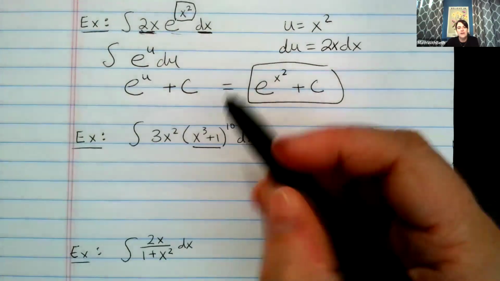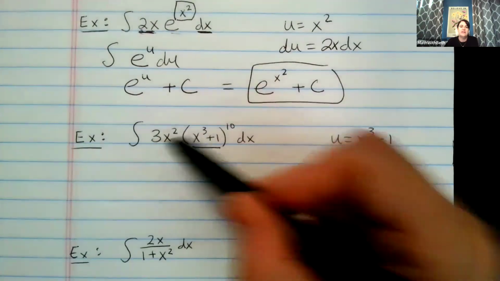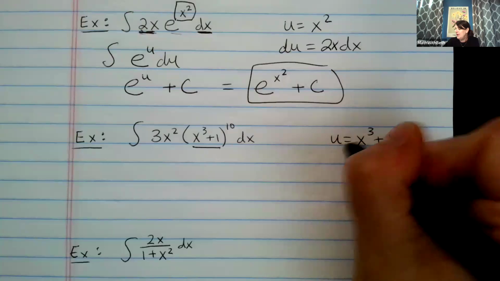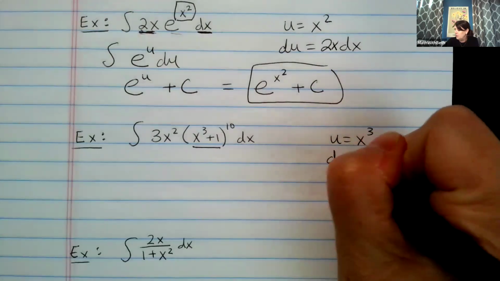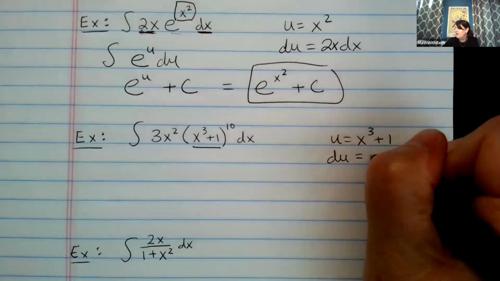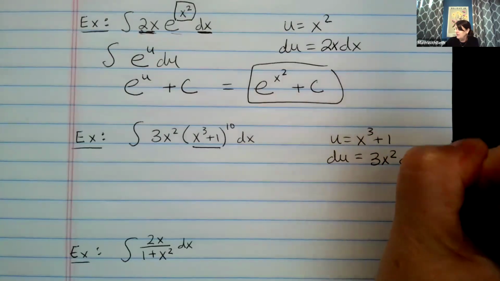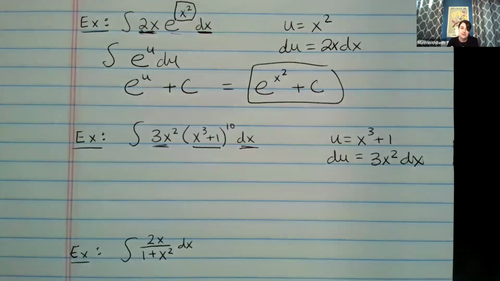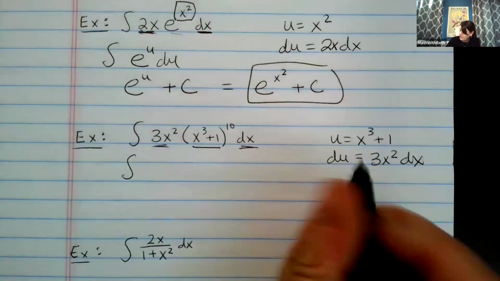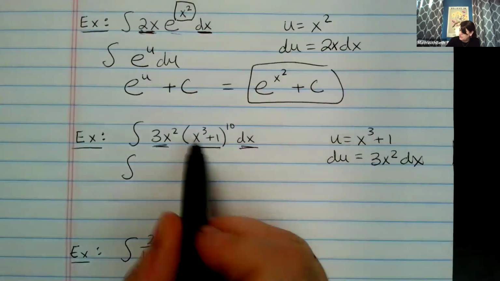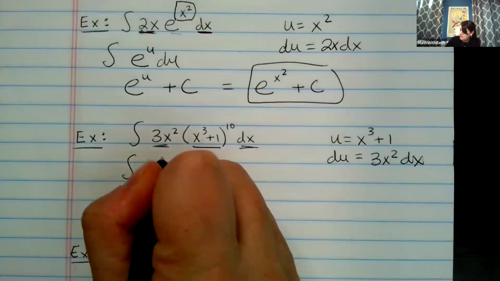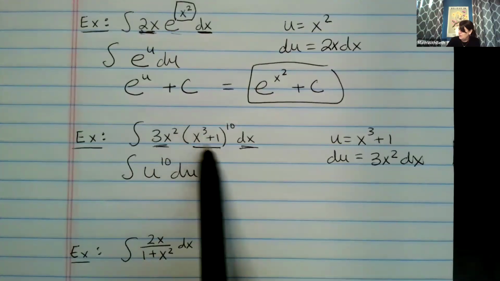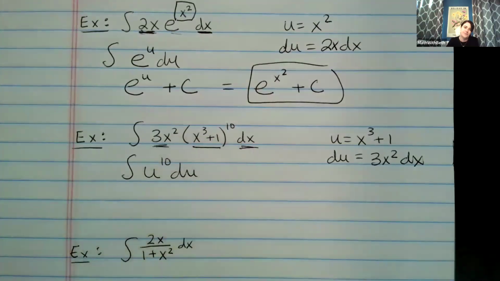At first, when you're not good at this, if you accidentally picked this, you'd see that the du wouldn't be heading you in the right direction. So if I pick x to the third plus 1 as my u, my du would be 3x squared dx, and that's perfect. So the only thing I don't have is this 10th power. So I'm just going to rewrite this as u to the 10th power du, because that takes care of it: this is my u, and all of that is my du.